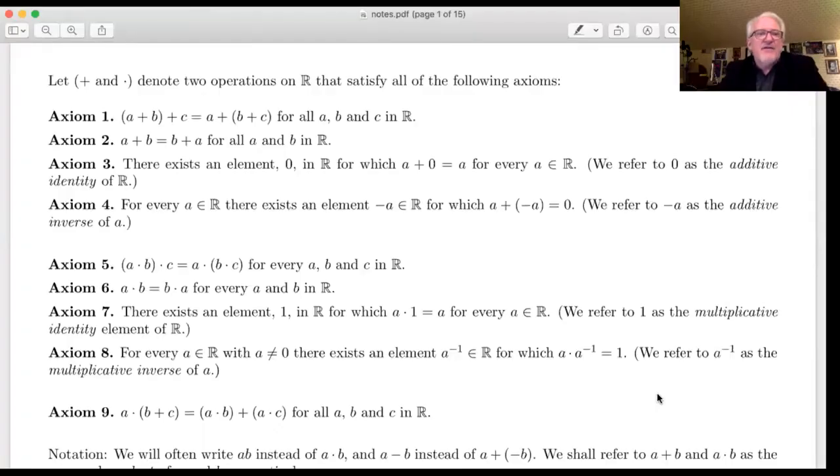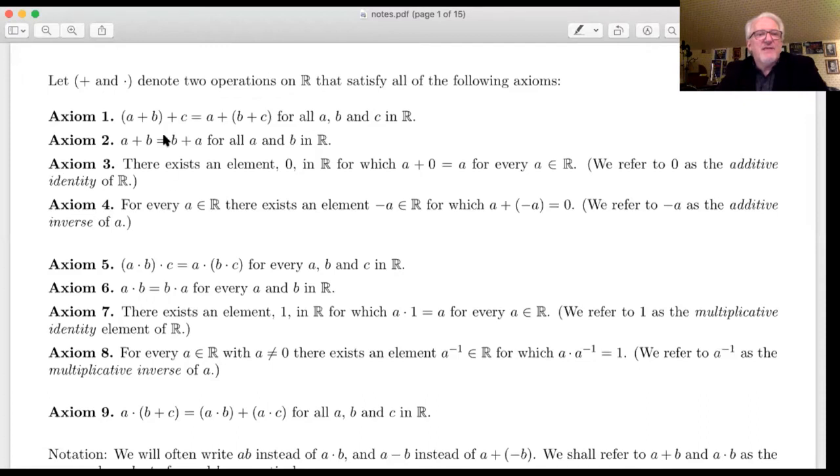What you're looking at here is the first page that I typically hand out whenever I'm teaching a course in real analysis, a course that studies the real numbers. Some of you have already taken this course. Some of you will be taking this course soon. In any case, all I'm really interested in here is looking at the axioms that the real numbers satisfy under the two operations of addition and multiplication.